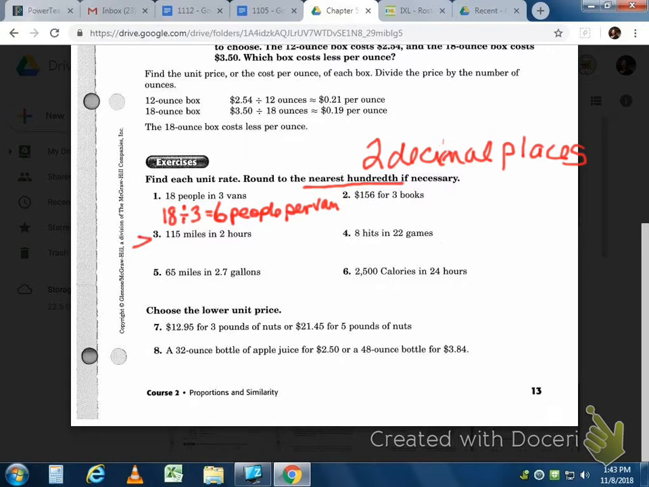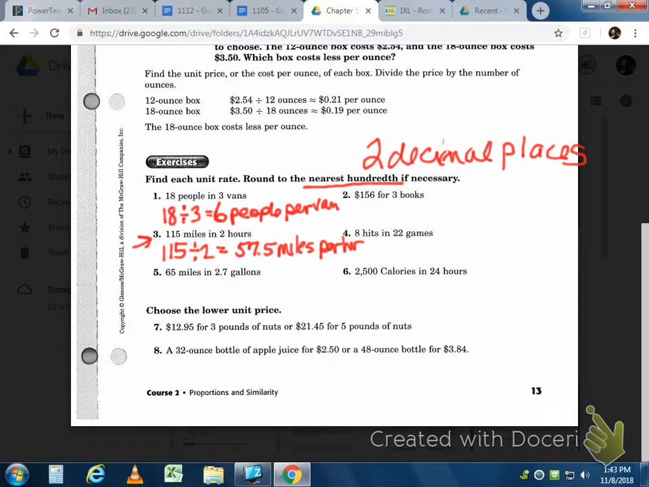Okay, number 3, 115 miles in 2 hours. Caden, you take 115 divided by 2. And Caden, what'd you end up with? I ended up with 57.5. 57.5, and then how would you label that? 57.5 miles per hour.